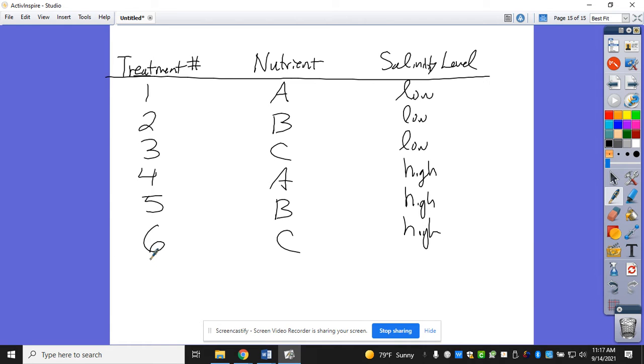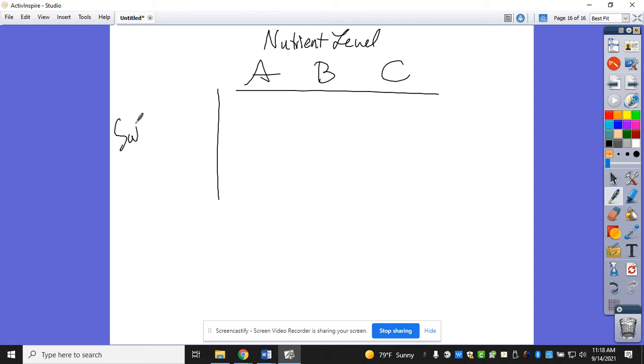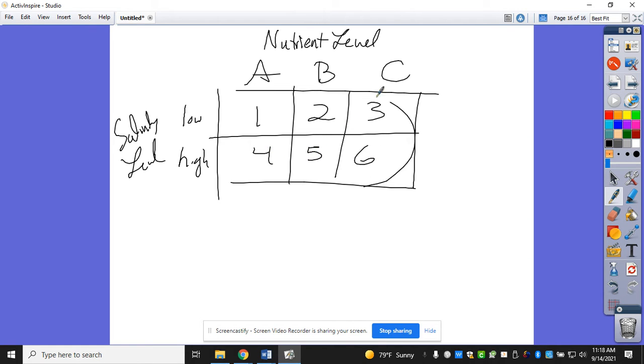As many years as I've taught this, for the first time I just saw something that said you could do it as a 2x2 table. So technically I guess you could do 2x3. Salinity level. And I thought that was interesting, but I've never seen that before. You would just have to specify that these are the treatment numbers.